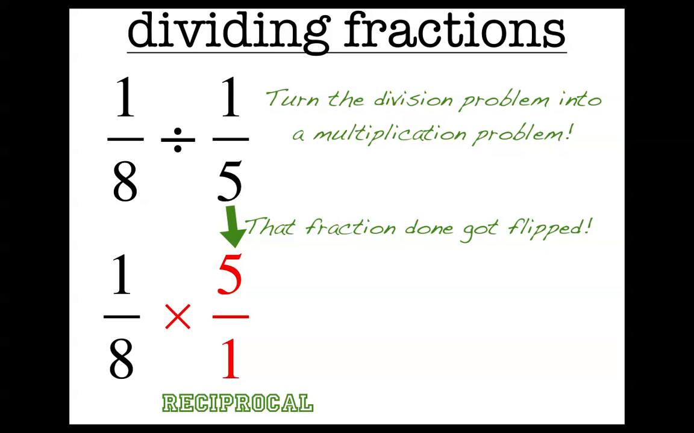Okay, do you change the first fraction? No. You flip the second fraction, and then we're just going to multiply top times top, bottom times bottom. 1 times 5 on top, 8 times 1 on the bottom, and we're done. 5/8 is our answer to this problem.